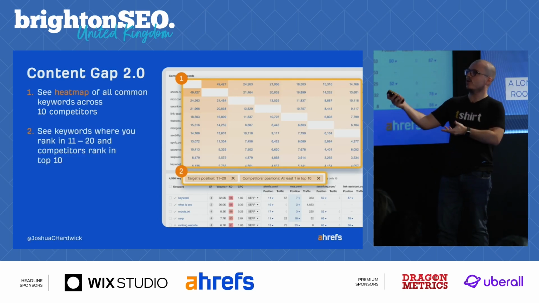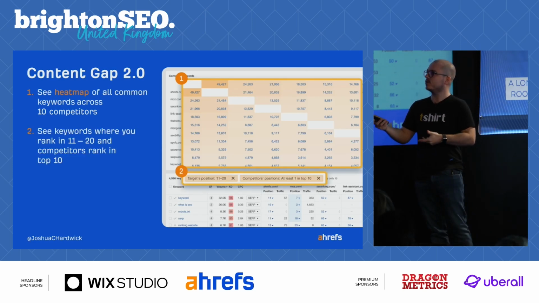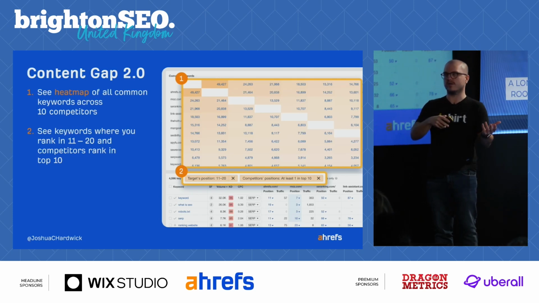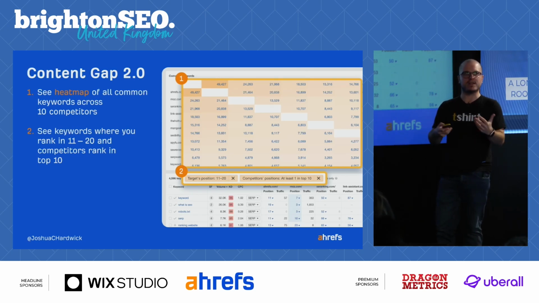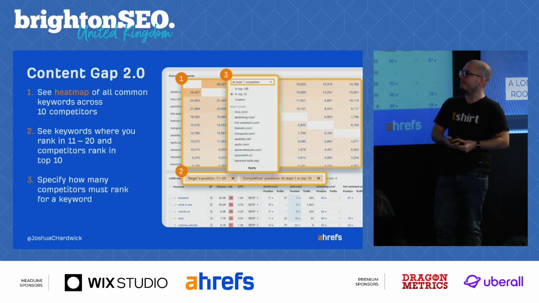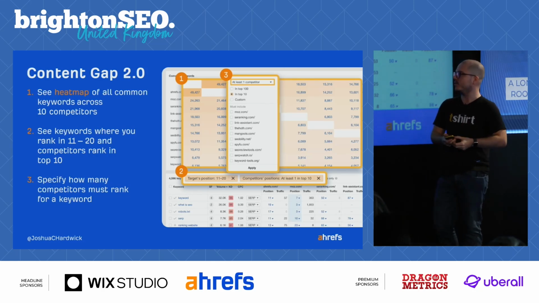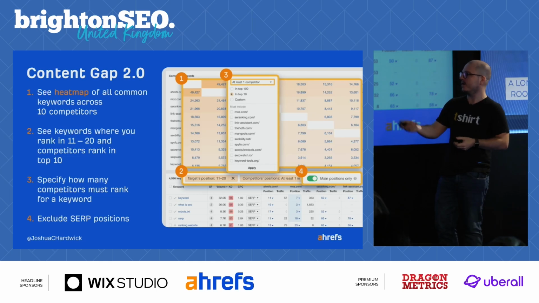Going back to that idea of low-hanging fruit keywords, you can find keywords where you rank on the second page, but competitors are all ranking on the first page, which indicates that if they're ranking well, you can probably do it as well. You can get really granular, literally ticking specific competitors and making sure they're all ranking if you want to focus on one particular thing. It's a good way to find new content ideas, things that you might want to create content about. You can also exclude SERP positions like site links.